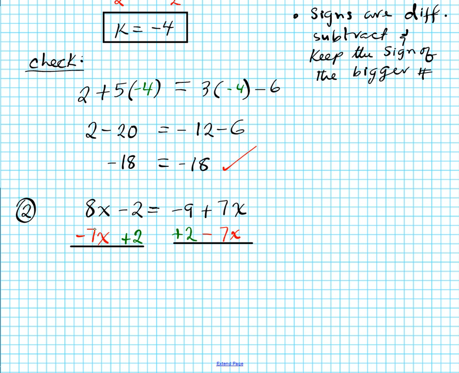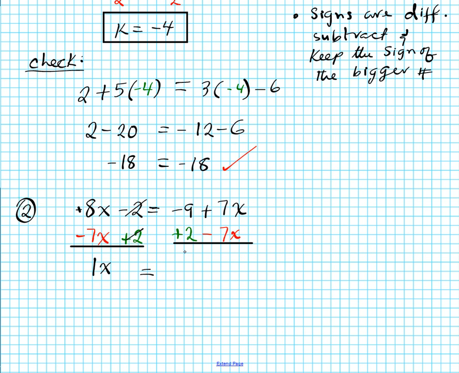All right, so let's do this. How do we combine these two right here? Notice the signs are different. If the signs are different, you subtract 8 minus 7, 1x, and the sign of the bigger one wins. 8 is bigger, the sign is positive, so my answer is going to be positive. These two are opposites, so they cancel out.